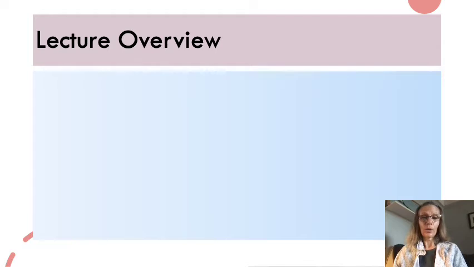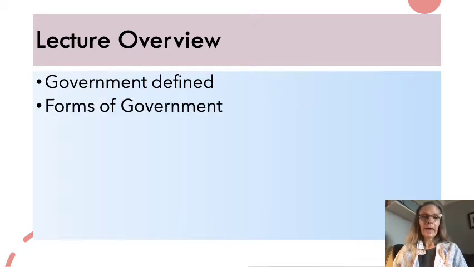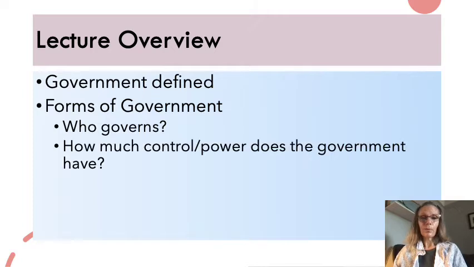Okay, so what are we going to be covering in this lecture? The first thing that we're going to do is define the term government, and then we're going to learn about different forms of government. We're going to be asking ourselves, when it comes to different forms of government, who is doing the governing, but we're also going to ask ourselves how much control or power does the government have over the people it's ruling.